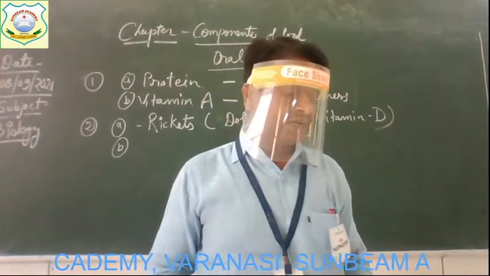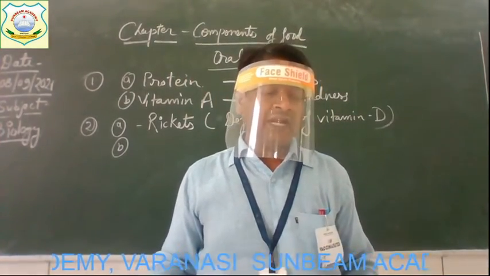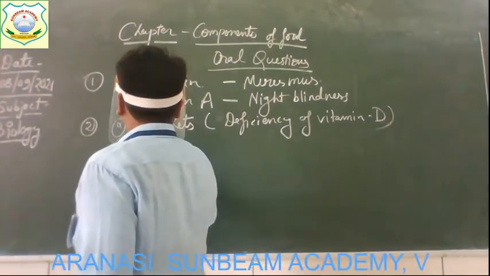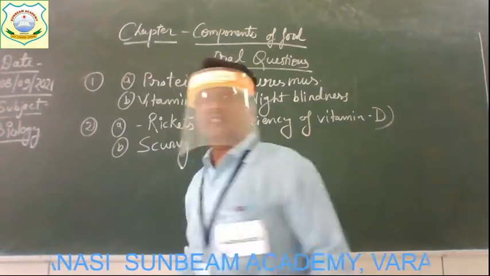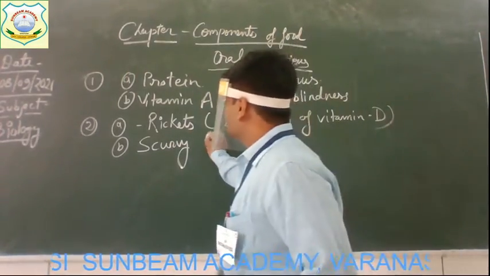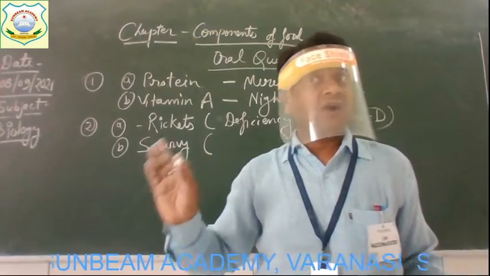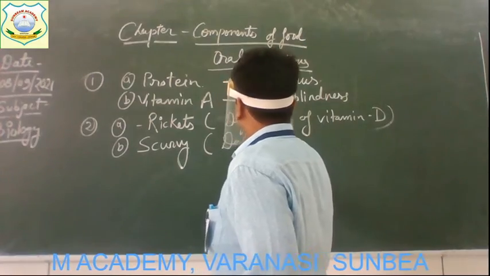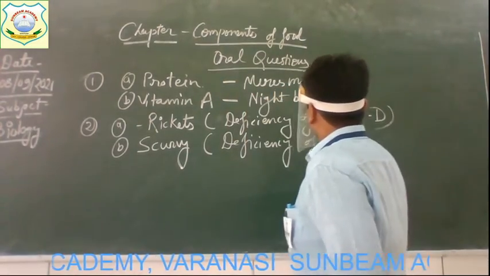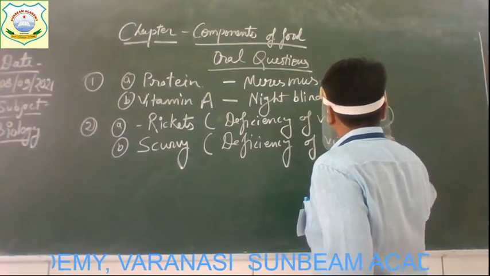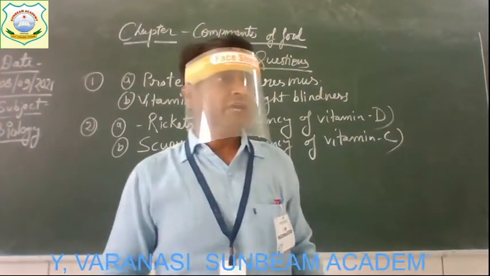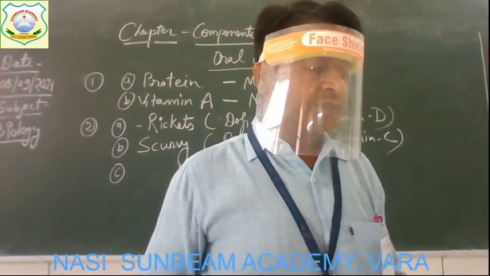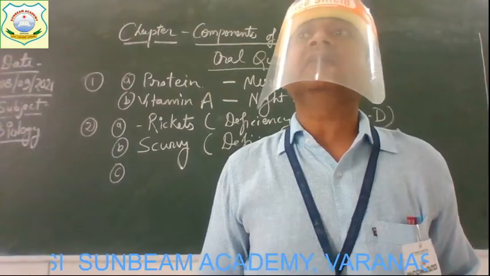Now the second one. The second symptom is given here: a man has swollen and bleeding gums. So the disease is scurvy. And what is the reason for this disease? Lack of vitamin C. Or you can say deficiency of vitamin C. Okay.